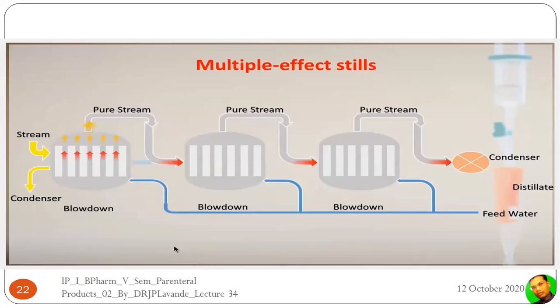So in the first one, you can see the pure steam is going to be passed to the second, and once it is in the second, from the second it is going to be passed to the third one, and likewise, and from the third one it is going to be passed through the condenser, right? So it is passed from first to second to third and then through the condenser in order to collect the distillate. As it passes through the multiple stages, the still is properly called the multiple effect still.